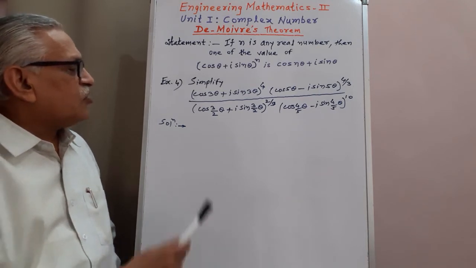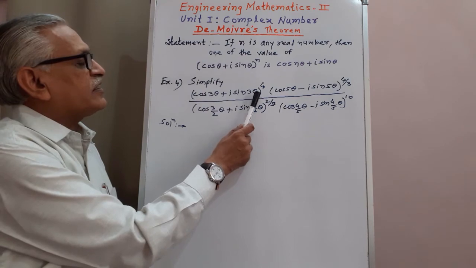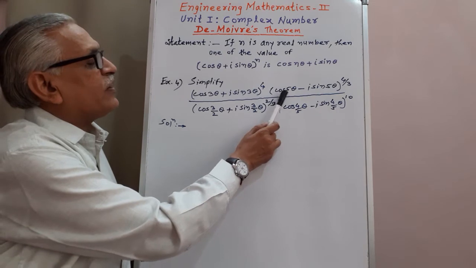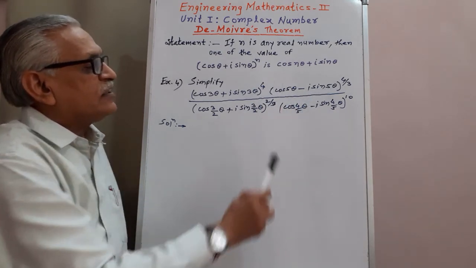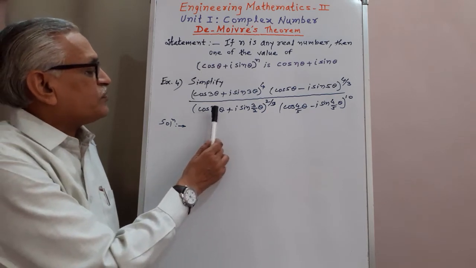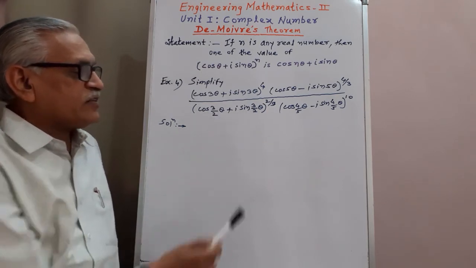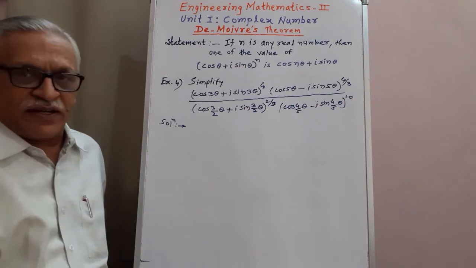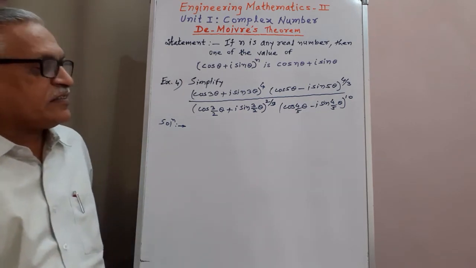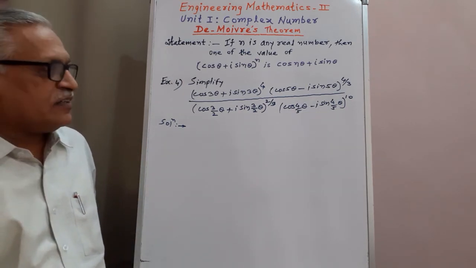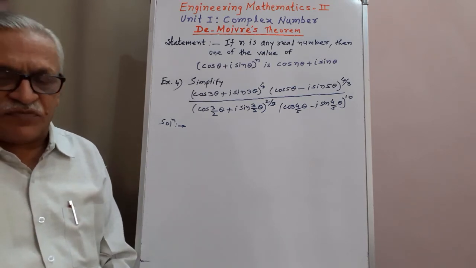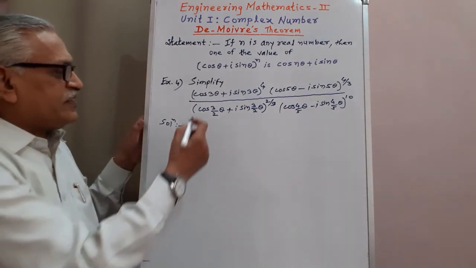Simplify (cos 3 theta plus i sin 3 theta) raised to 4, the second term (cos 5 theta minus i sin 5 theta) raised to 4 by 3, divided by (cos of 3 by 2 theta plus i sin 3 by 2 theta) raised to 2 by 9, and into (cos of 4 by 5 theta minus i sin 4 by 5 theta) raised to 10. Therefore, to simplify it, we have to apply De Moivre's theorem, simplifying each and every term.